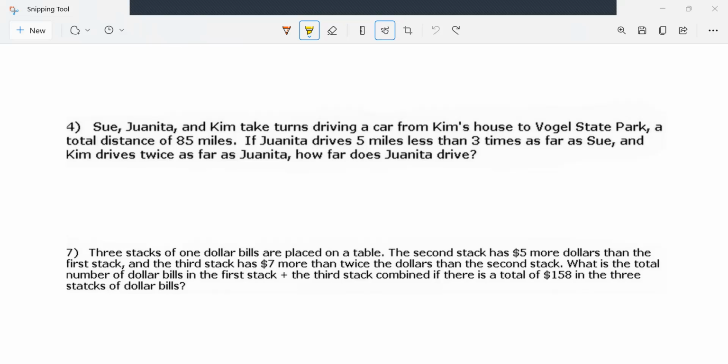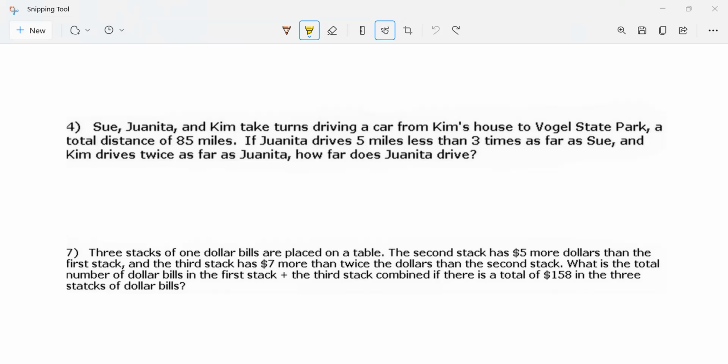Okay, so we're going to answer this question. It says, Sue, Juanita, and Kim take turns driving a car from Kim's house to Vogel State Park, which is a total distance of 85 miles. So we're going to highlight that because that sounds important.